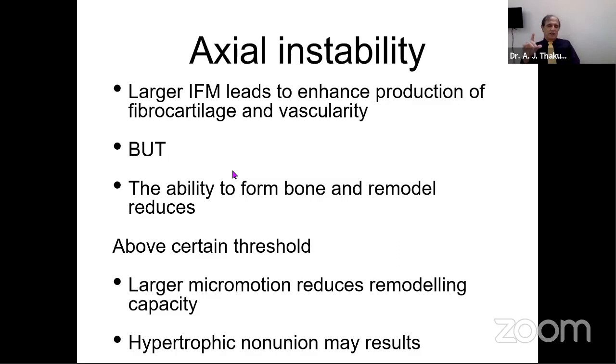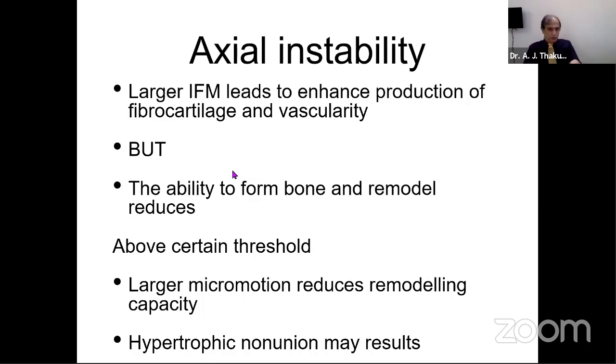The interfragmentary movement is of three types. The axial interfragmentary movement is most productive as far as bone formation is concerned, and it produces fibrocartilage and vascular deposition. But if the axial movement is in excess, then the ability of the tissues to form bone and remodel reduces. So we like axial instability or axial movement, but to a limited level. What is that threshold where it will turn a good thing to a bad thing is difficult to say. But micromotion is required. But when the axial instability is more, the remodeling capacity goes away. So though the tissue is forming, it is not being shaped, it is not being remodeled.